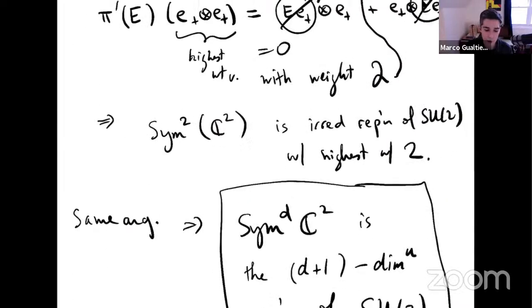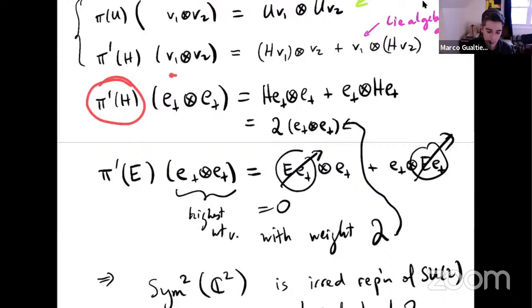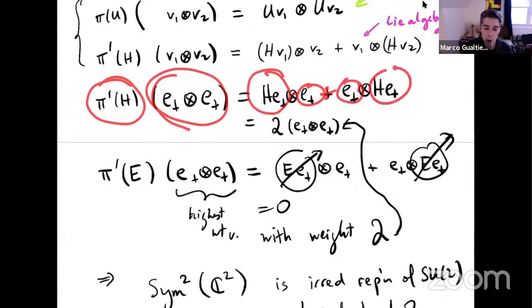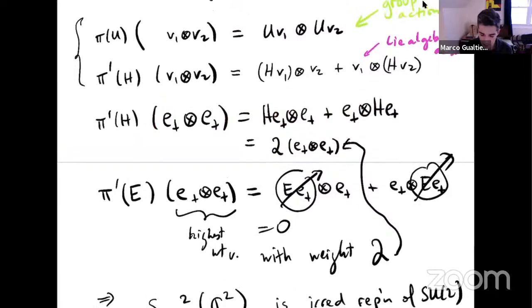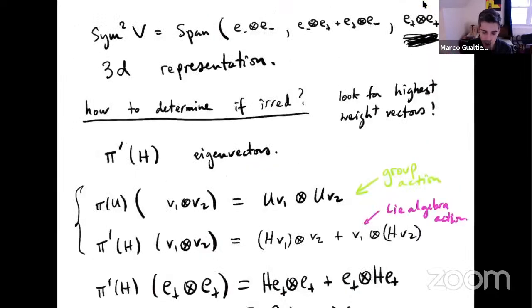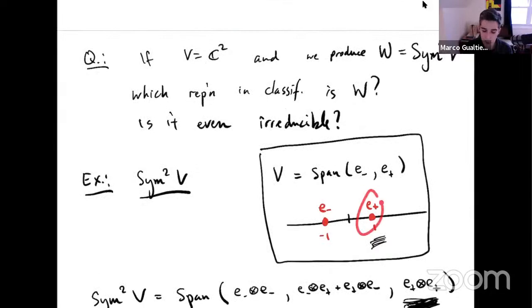And indeed, if we apply H to E plus tensor E plus, we're going to get H E plus tensor E plus, plus E plus tensor H E plus. H E plus, we already know what it is. It's 2 times E plus, and this is 2. So we get 2. Why did I put 4? H times E plus. Oh, it has weight 1. I'm sorry.